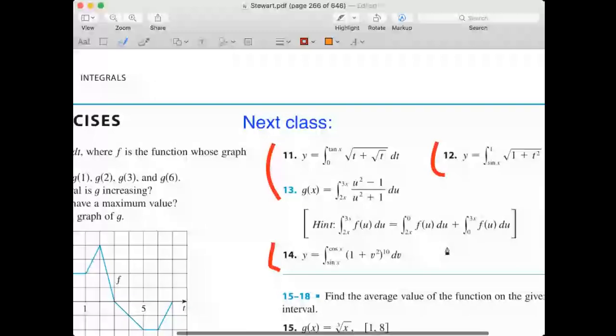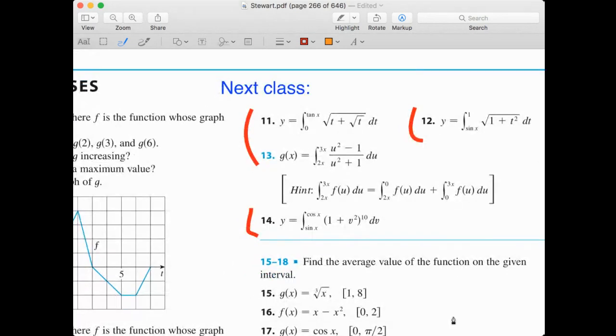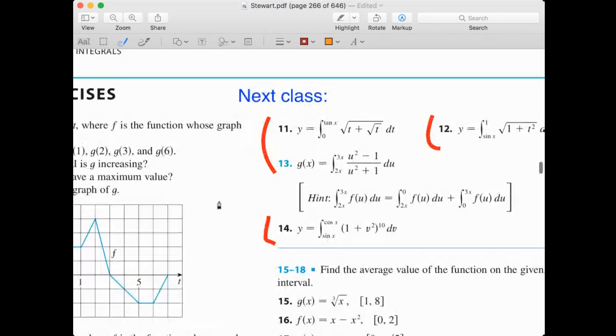Okay, so try this. We'll review these 4 questions next class, so 11, 12, 13, 14. Anybody has any questions? If not, I'm going to go for new material, all right?